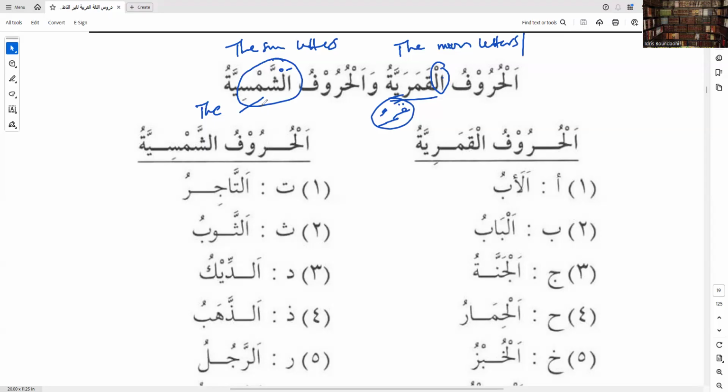Qamariya and Shamsiya. As I said, you don't have to memorize this, but you have to know that they exist. As you travel through the learning process of Lughatul Arabiya, it's going to come to you as second nature, or even first nature, if you will. You'll be able to identify and say them very correctly all the time. But it's good to pay attention to them, but please don't try to memorize them.